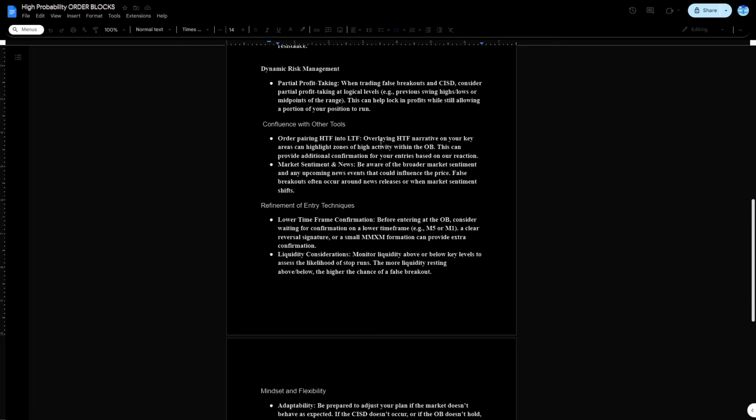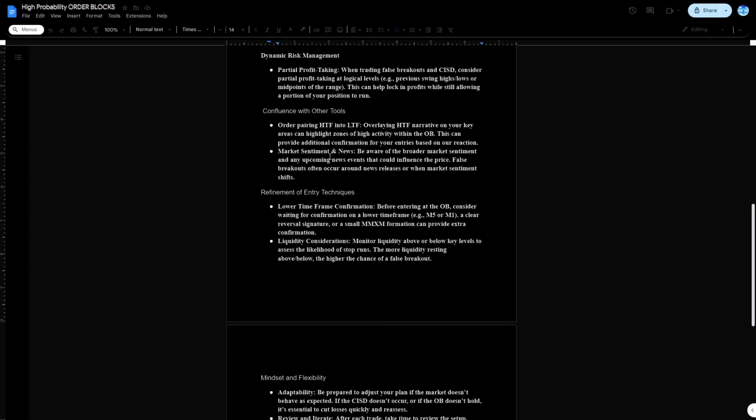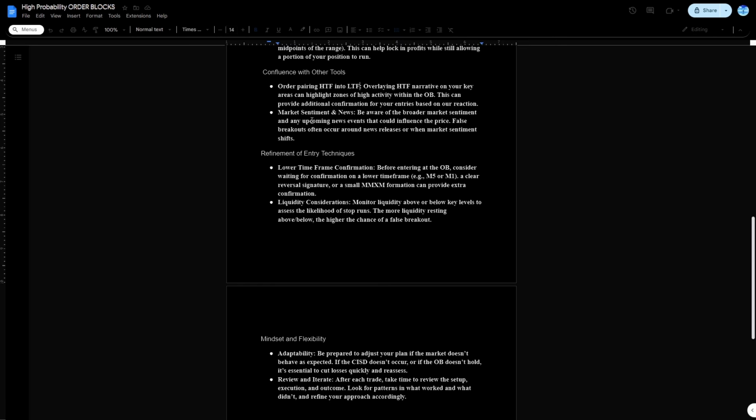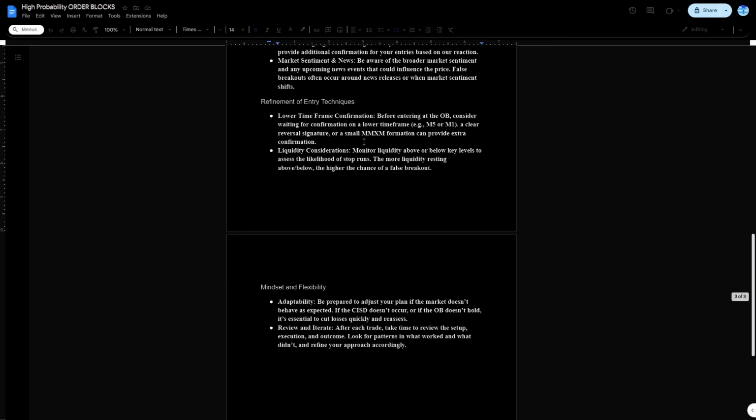Obviously, like I say, I like to align all my time frames and overlay as many high time frame narratives on my key areas as highlighted zones, where we should be expecting high activity within the order block. This can provide additional confirmation for your entries based on our reaction, as well as market sentiment and news. Beware of your broader market sentiment profile, and any upcoming news events that obviously could influence price. False breakouts often occur during news releases and when market sentiments shift.